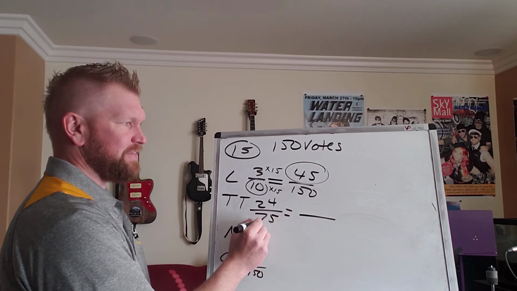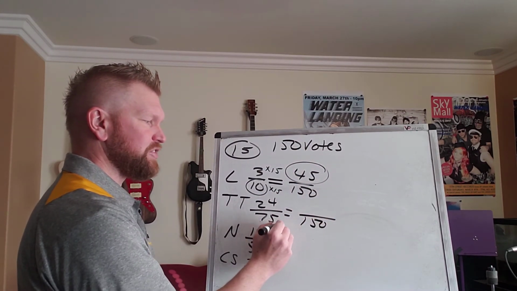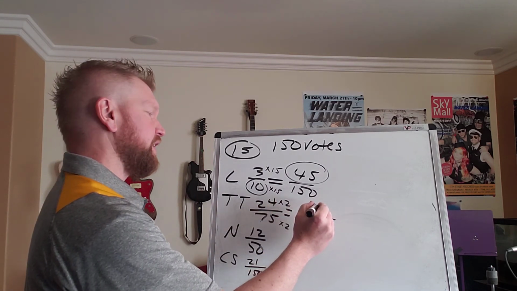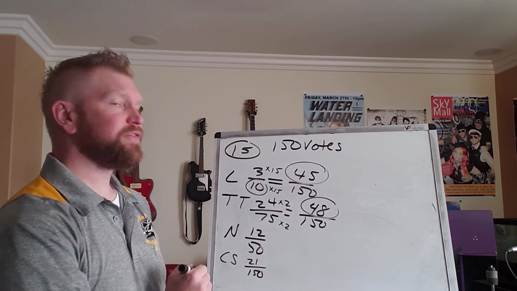Again, we want to make this 75 into 150. If you do 75 times 2, it's 150. Multiply the numerator by 2, and that is going to be 48. That's 48 votes for tri-tip.